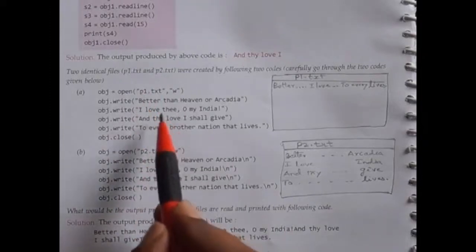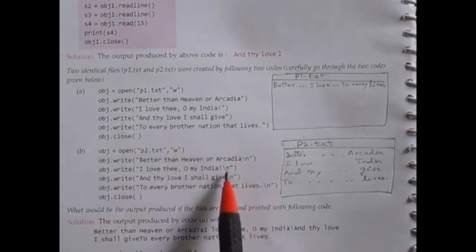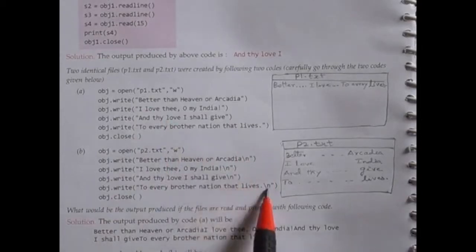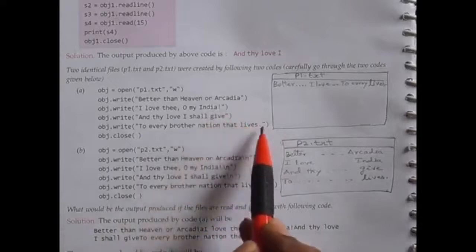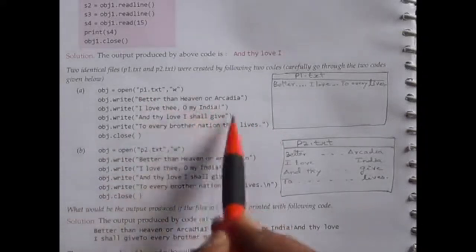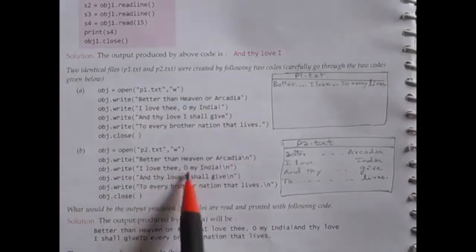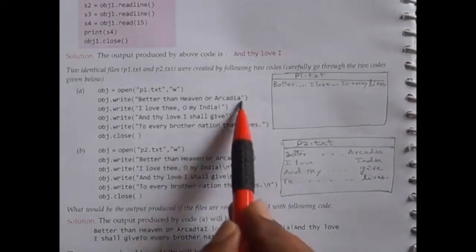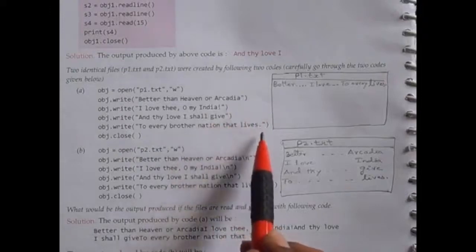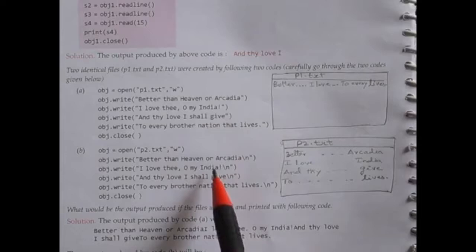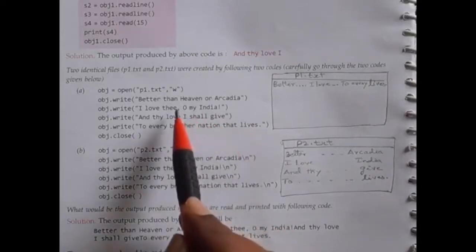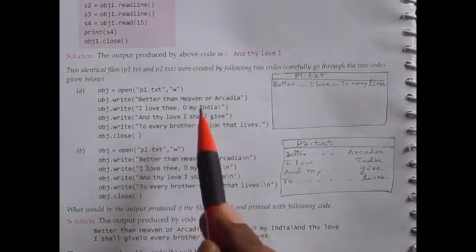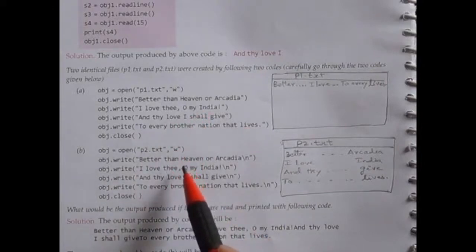The only difference from here to here is, here \n is given, but here there is no backslash n. You see, better than heaven or etc. up to lives, better than heaven etc. up to lives, everything is the same, but here \n is given at the end of the line, and here there is no \n given. So that's the difference. So if you run this program, okay, what will be the output? Then if you run this program, then what is the output? Then what is the difference between these two outputs? That's what they are asking.